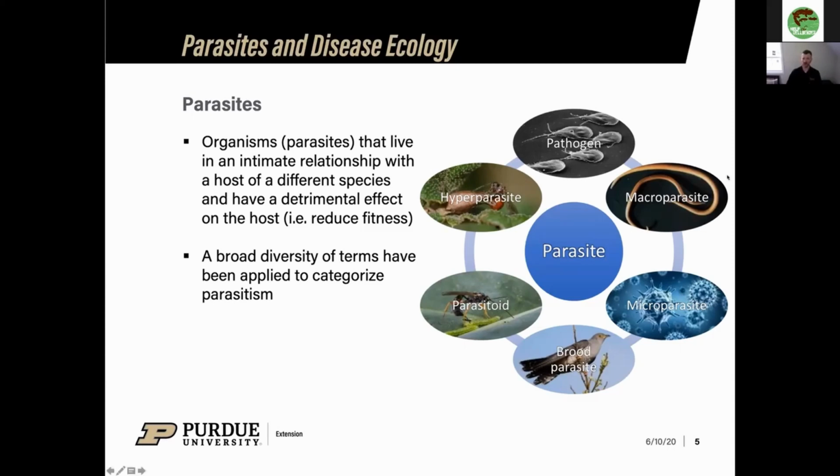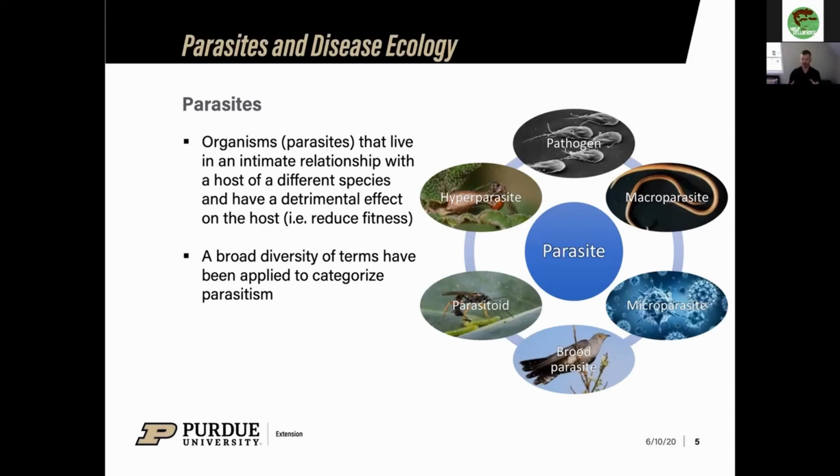And over here on the right, what you'll see are a broad diversity of terms that we use to describe parasites. I'll most often use parasite or pathogen kind of interchangeably, but you also see terms like macroparasite, microparasite. In birds, there's examples of what we call brood parasites. These are birds that lay their eggs in the nest of another species. And there's also parasitoids. These are parasites of insects. Typically, they're wasps that lay their eggs inside insects. And a really fascinating example, which are hyperparasites. These are actually parasites of parasites. So really fascinating examples in this realm of parasitology as a whole.